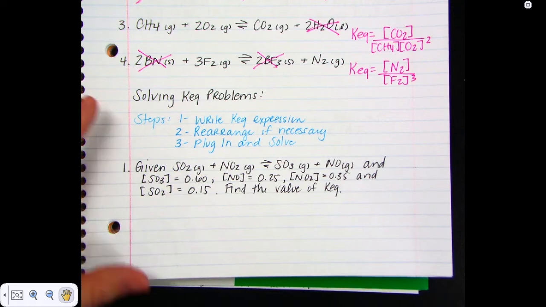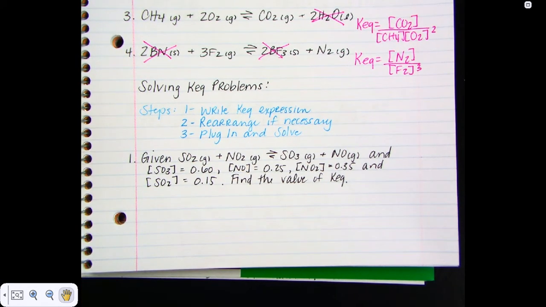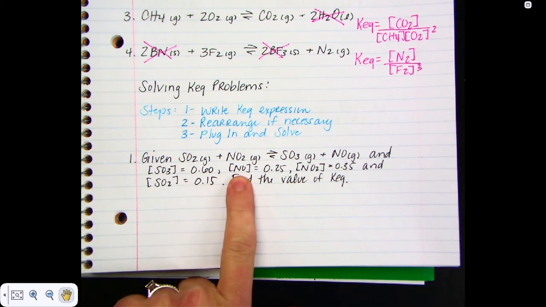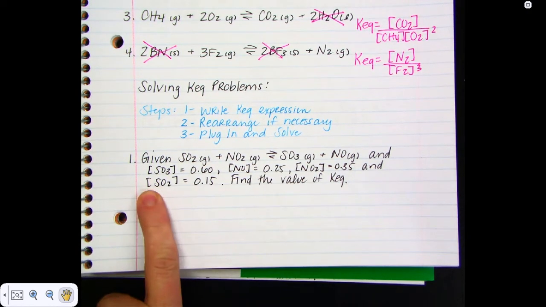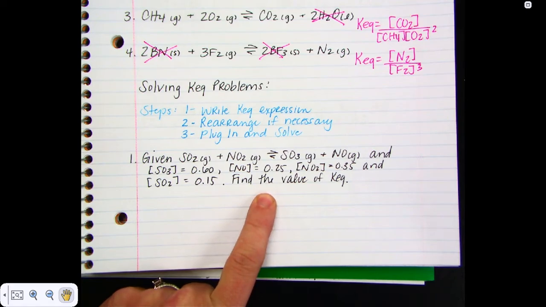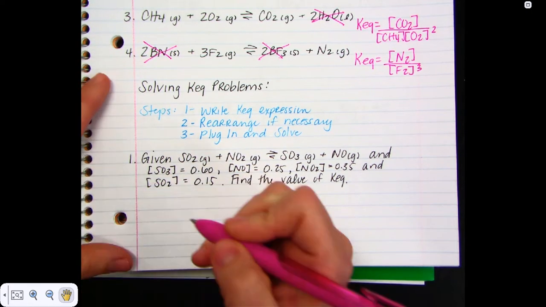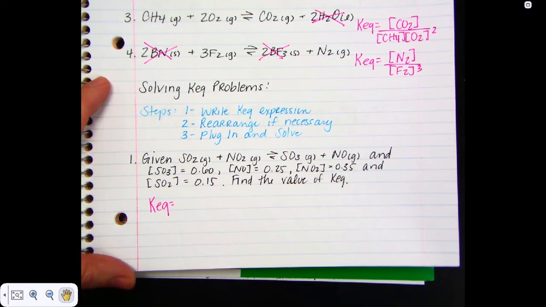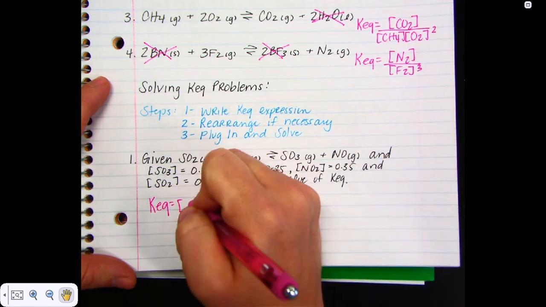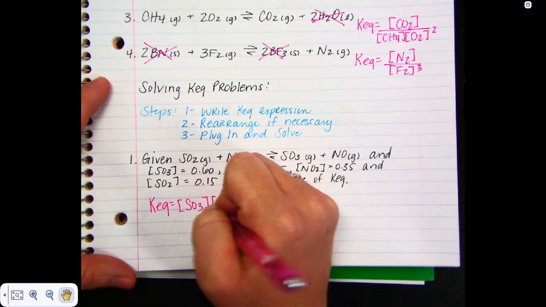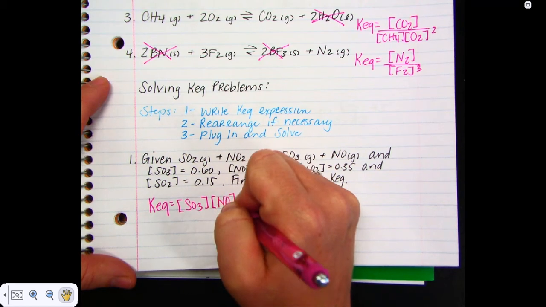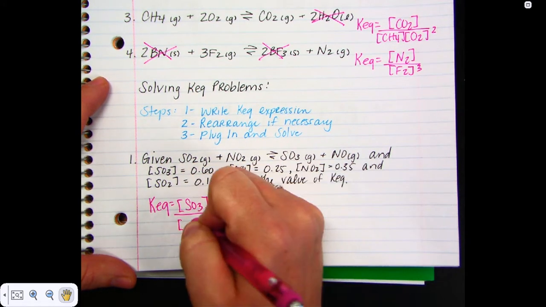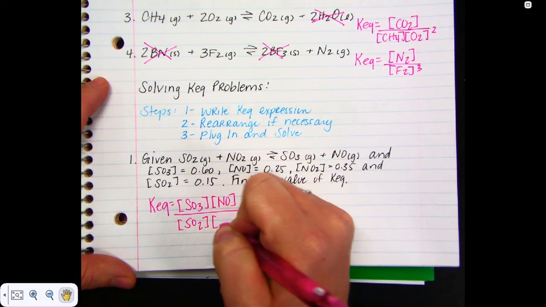All right, first example. So given SO2 gas plus NO2 gas yields SO3 gas and NO gas. And then I'm given a bunch of concentrations: concentration of SO3, concentration of NO, concentration of NO2, concentration of SO2. Find the value of Keq. Okay, so step 1, write my Keq expression. Keq equals, any solids or liquids? Nope. All right, all good there. So Keq equals concentration of SO3 times concentration of NO divided by concentration of SO2 times concentration of NO2.